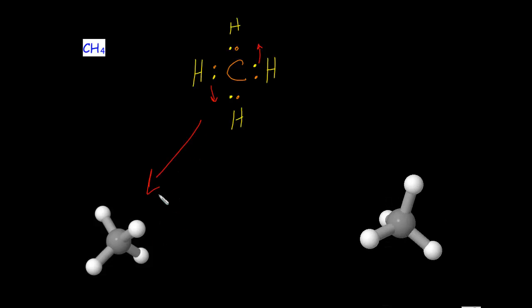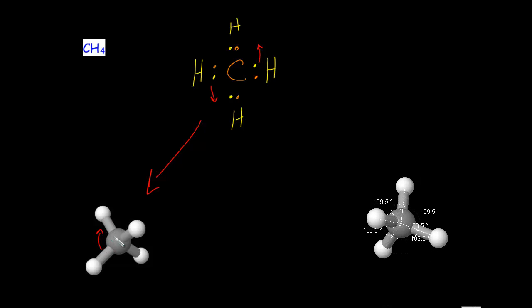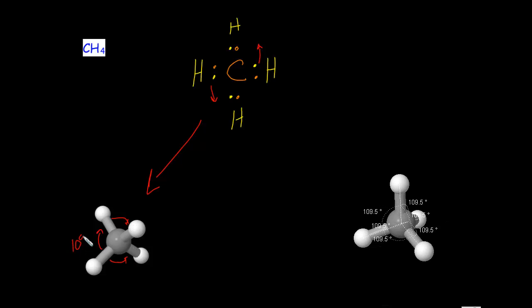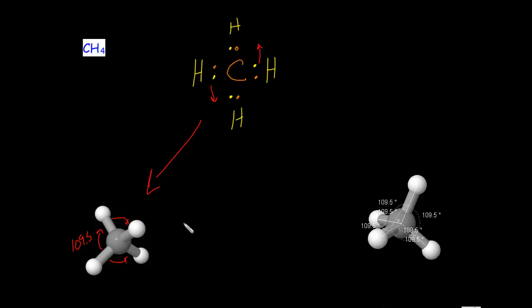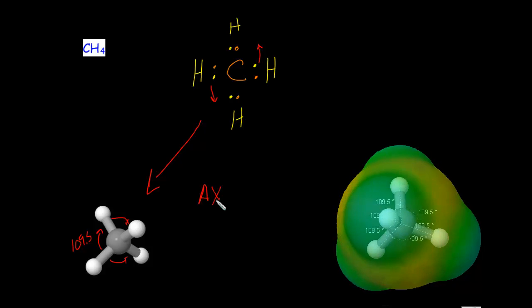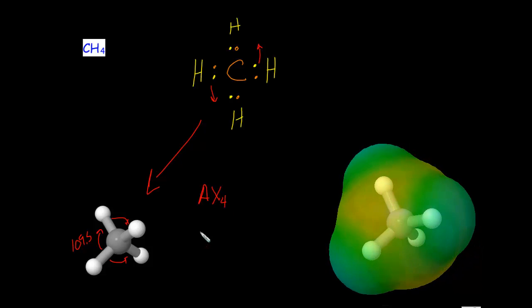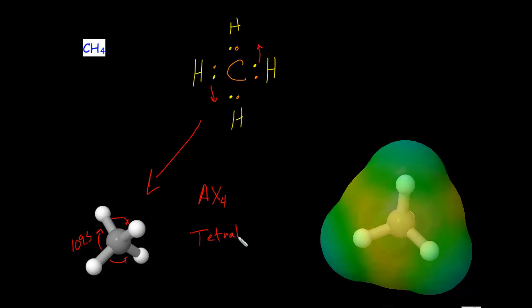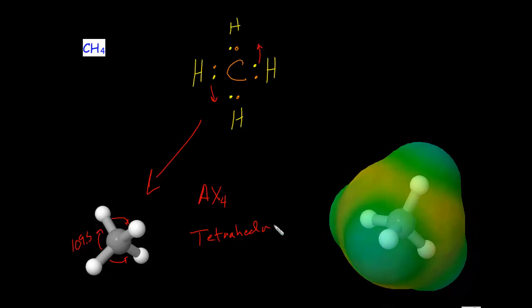When we look at it with this object, because they're all the same atoms pushing away, each one of these little angles is 109.5 degrees. And the VSEPR formula for it is AX4, and all AX4s are tetrahedral.